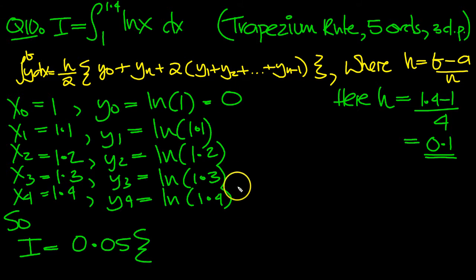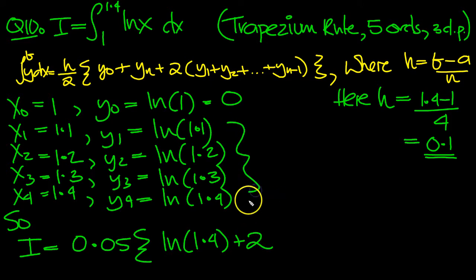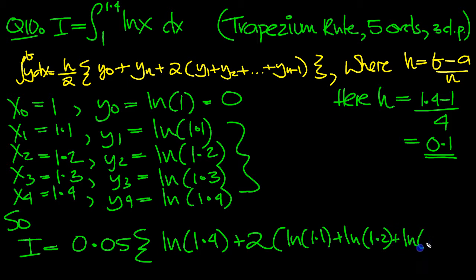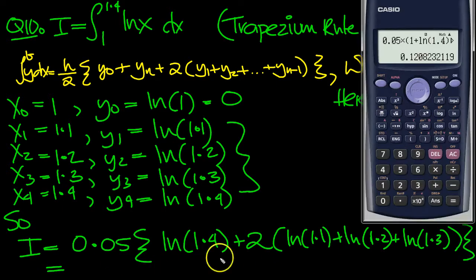The first and the last added together, so 0 plus ln 1.4 is just ln 1.4, plus 2 times everything in between. So that would be ln 1.1 plus ln 1.2 plus ln of the 1.3. Close the bracket for the 2 times and then close the brace at the end. Let's tap that in a calculator then and see what we get.